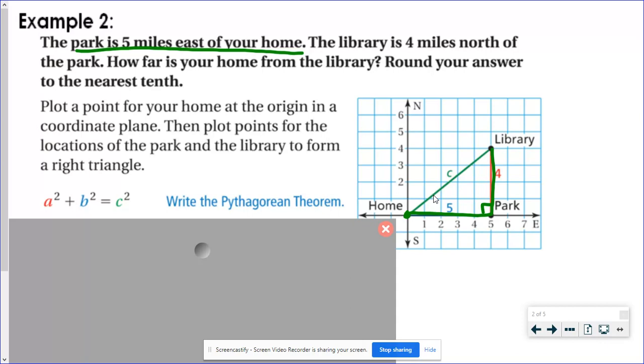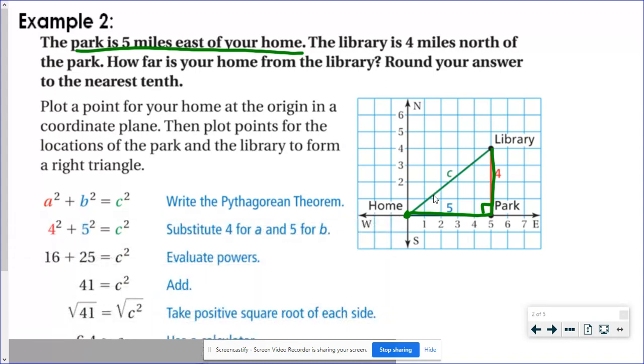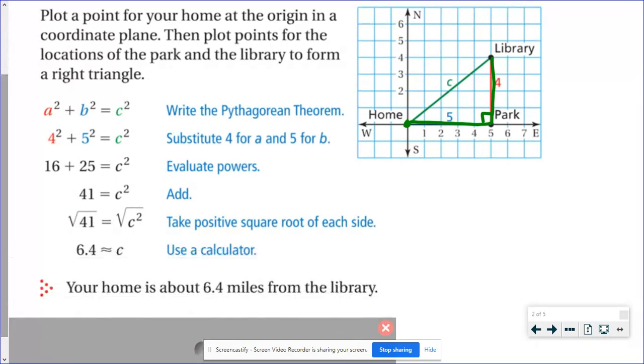So we could substitute again the 4 and the 5 in there. It's the same numbers, so it's going to be the square root of 41, which we found to be about 6.4. So if you would go from your home directly to the library, hoping that there was a road that went straight there, it would be about 6.4 miles.